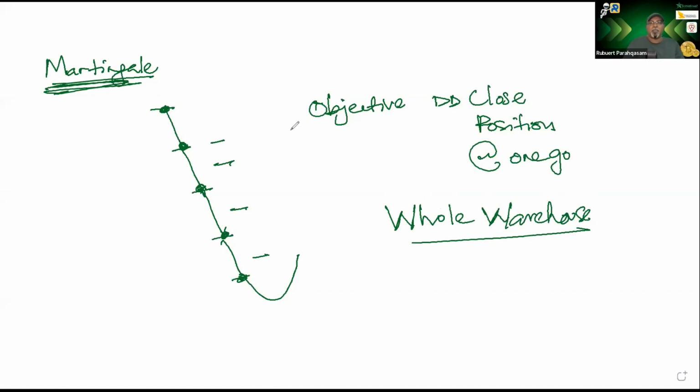All right, guys. So Martingale is when you are buying while the market is going down. We're doing dollar cost averaging and getting a new average price, and the objective is to close the whole position. Open position means buying some crypto. Close position means selling everything off. So the objective is to close the position at one go. That is Martingale.